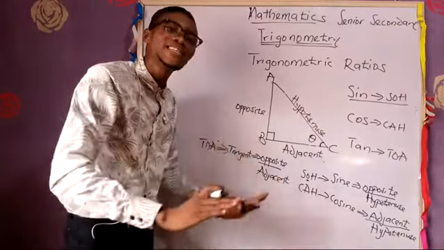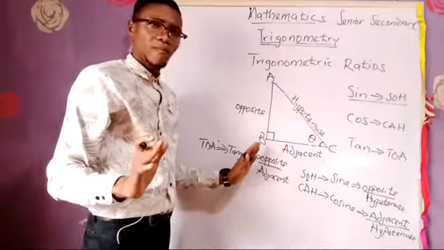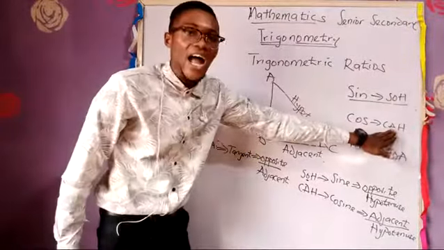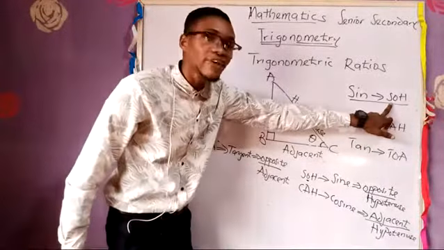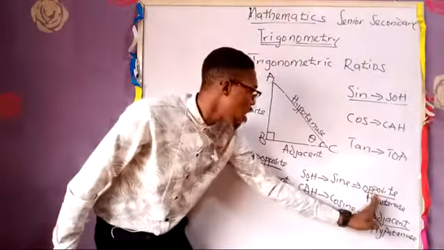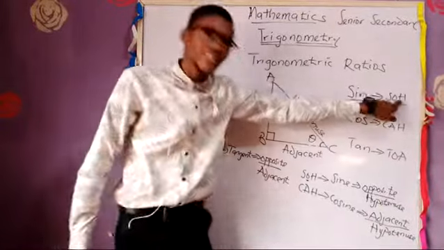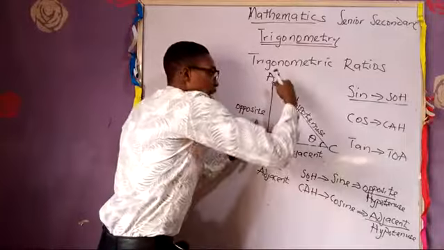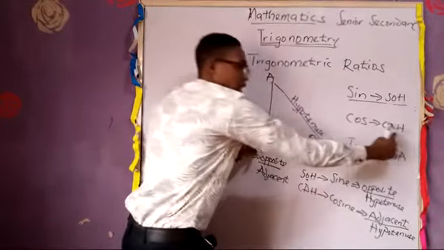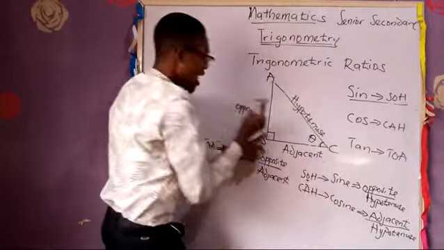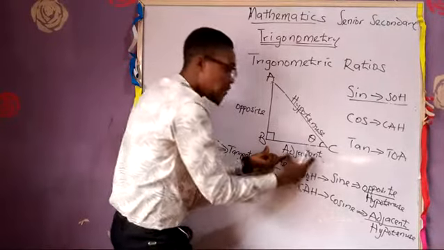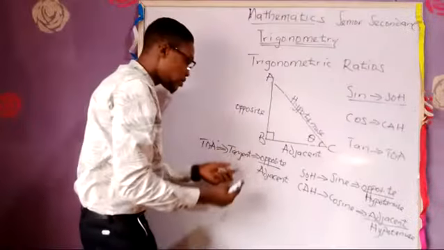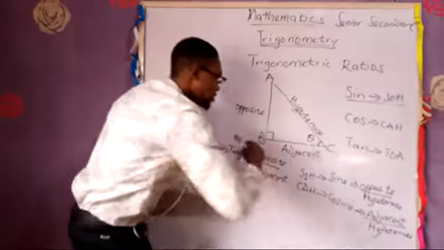Please get this once and for all. I'll go back to it. I said we have SOH, CAH, TOA. SOH stands for what? Sine equals what? Opposite over hypotenuse. H stands for hypotenuse. CAH stands for what? Cosine is adjacent over what? Hypotenuse. The last one is TOA, and it stands for what? Tangent is opposite over what? Adjacent.